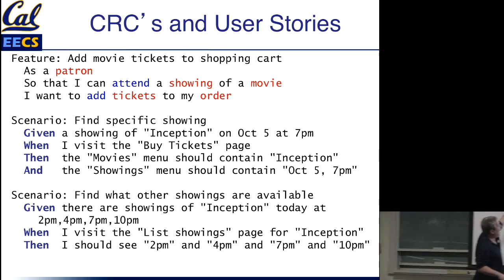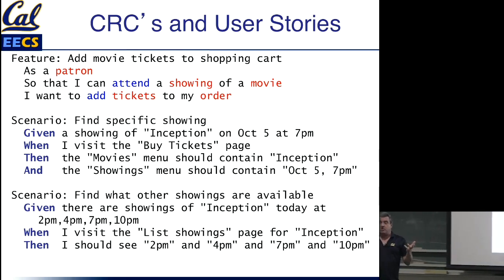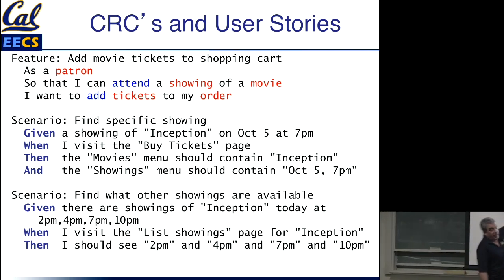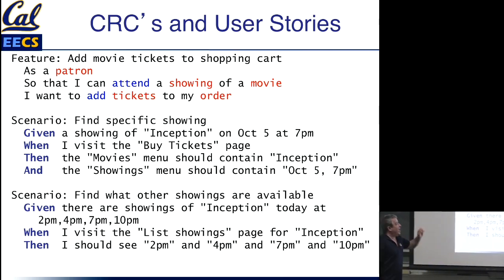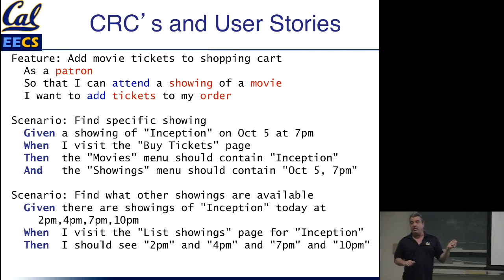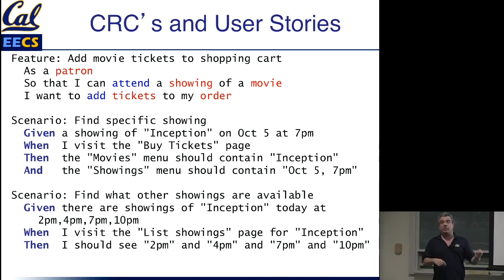Similarly, I want to add tickets to my order. Well, that implies at least three things. Tickets are a thing, an order is a thing, and adding tickets to an order is a thing. Now, we haven't said who is responsible for adding tickets to an order. Is it the case that you have the order and you give the order some tickets and say add these? Or is it the case that the ticket can support a method that says, here, add yourself to this order? We don't know. We haven't gotten that far.